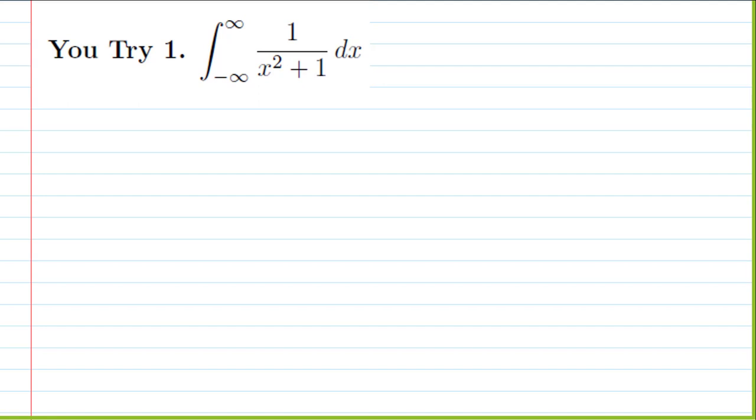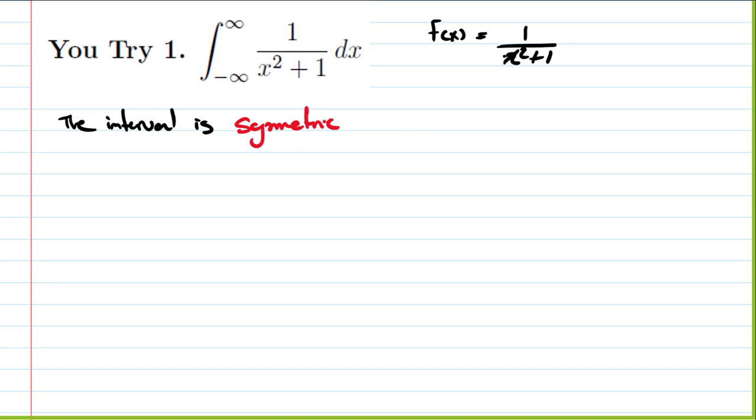So if I look at my integrand, I'm just going to call it f of x. We have 1 over x squared plus 1. One thing we might notice is that the interval of integration is from negative infinity to positive infinity. Well, the interval is symmetric. And we'll notice something else. With our function f, if I replace x with negative x, I get 1 over negative x squared plus 1, which is 1 over x squared plus 1.